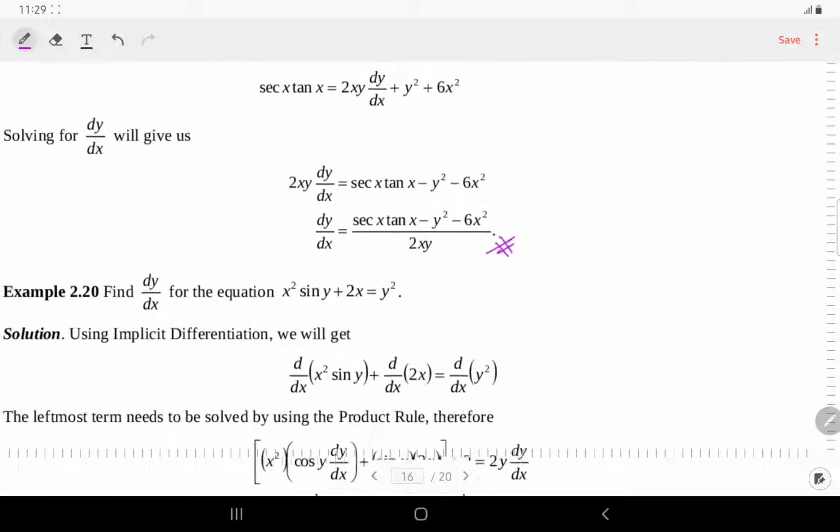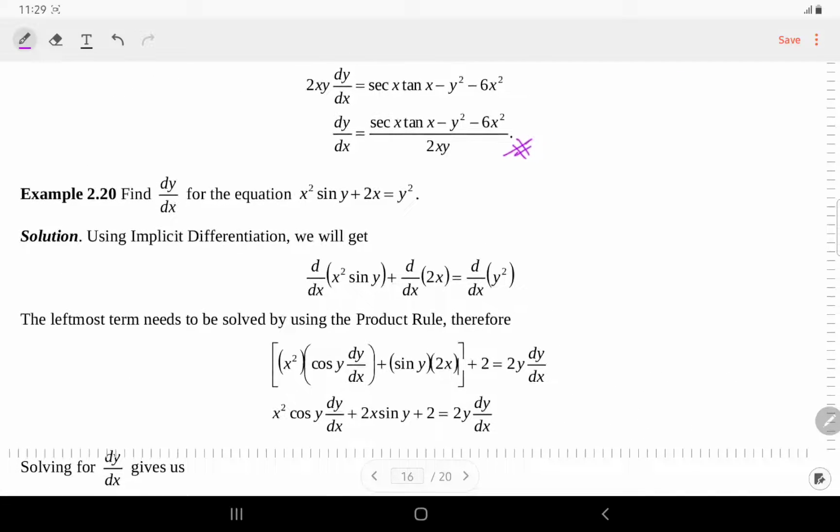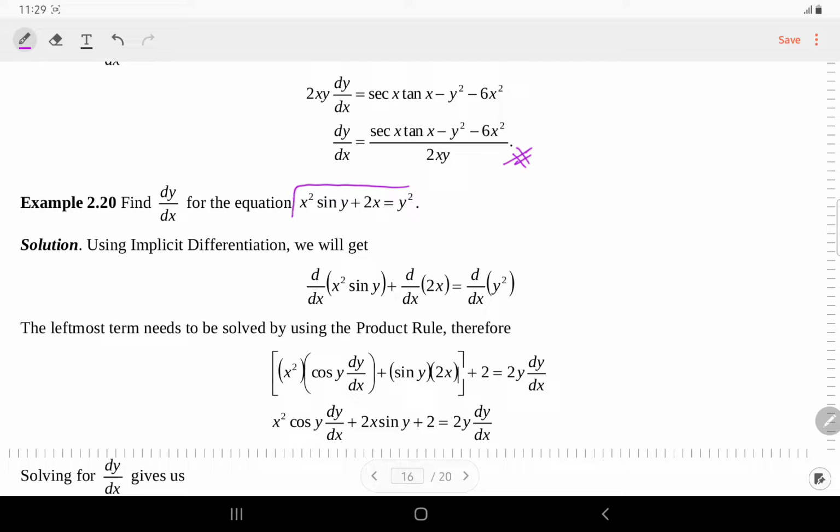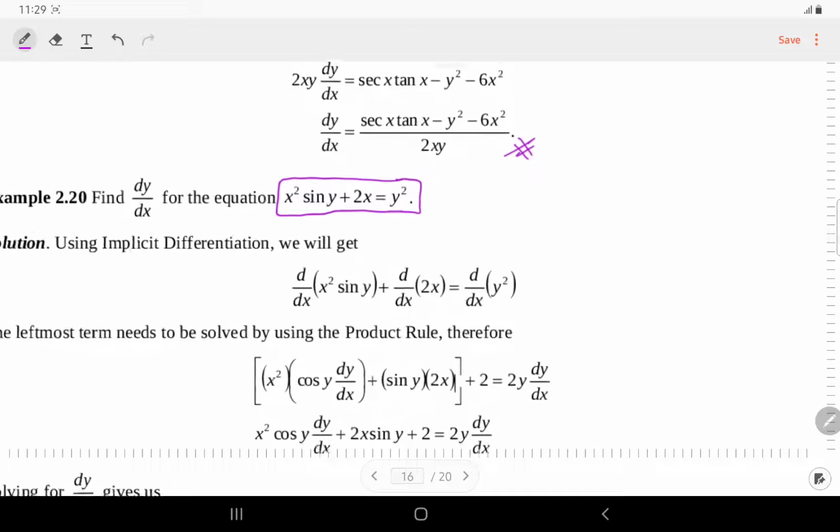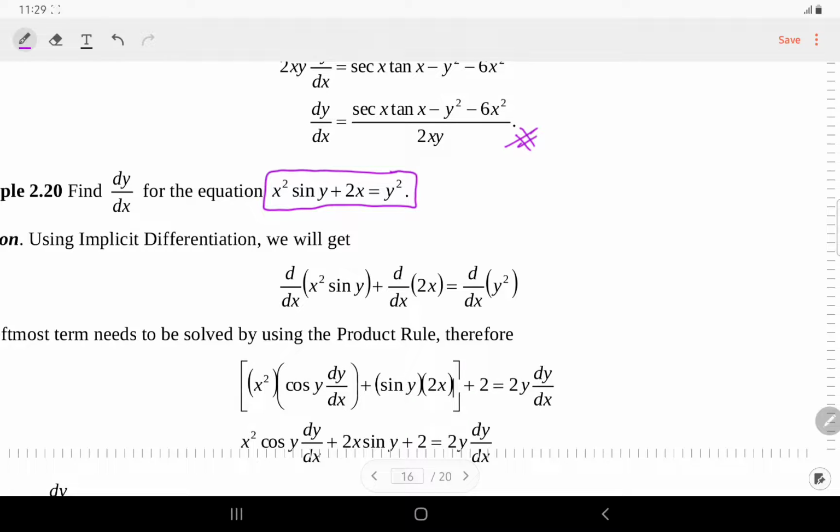Okay, next example. This is also an example of an implicit function, so we need to differentiate term by term. The first one is this term, x squared sine y. This one we need to solve using the product rule, because it involves two terms multiplied by each other, which are x squared and sine y. So we need to perform the product rule for this term.